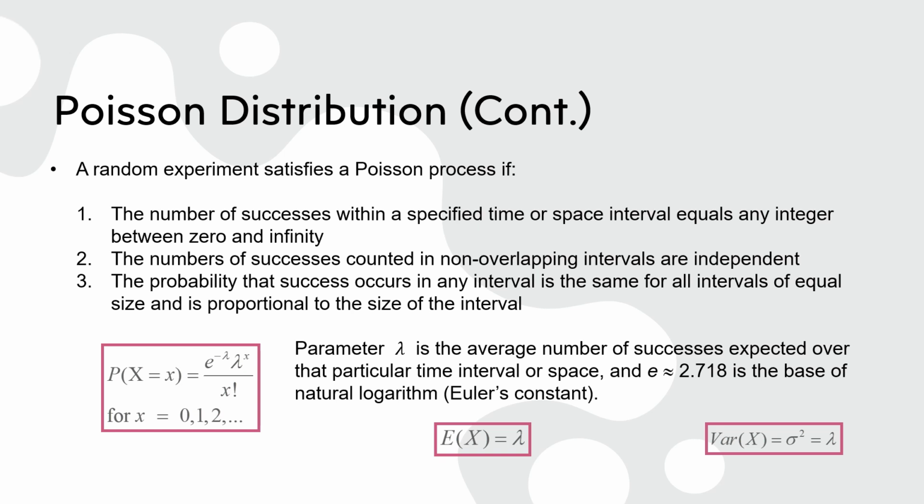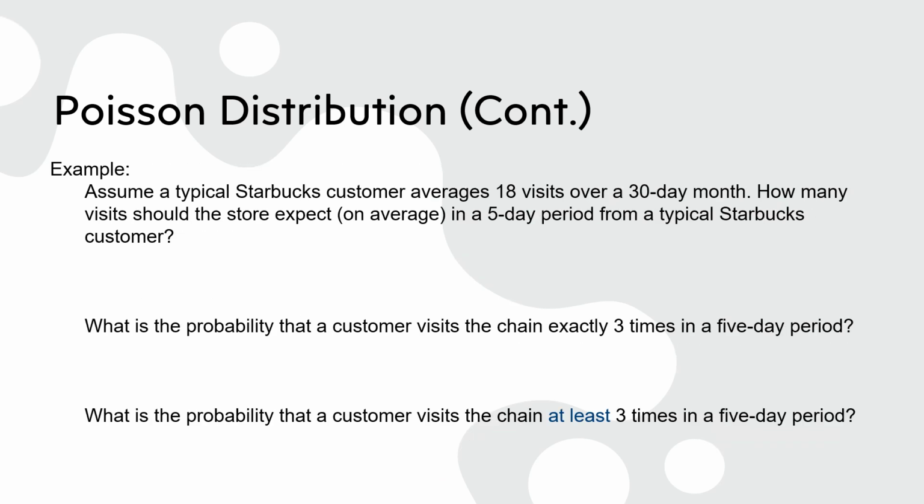This makes it particularly useful for modeling random events that occur at a constant rate over time or space, such as the number of cars passing through a toll booth in an hour or the number of defects in a roll of fabric. Let's go over an example together.